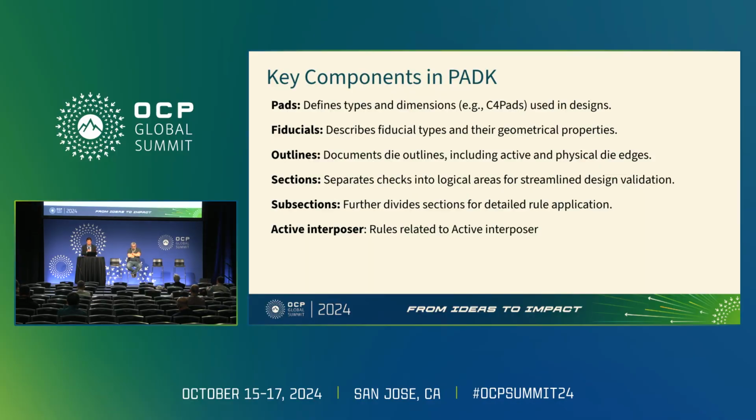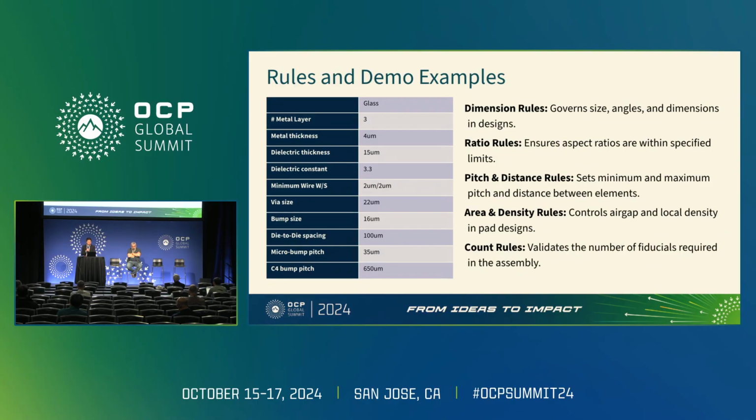The outline section and subsections are typically important for the rules. When you do your placement, you need to know the clearance, how close they can be and how far apart they should be. We are also working on active interposers, so this is more specific: the rules related to active interposers. Here's an example again.